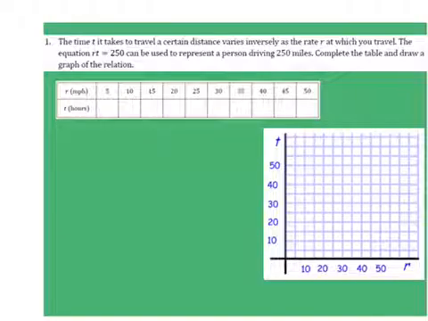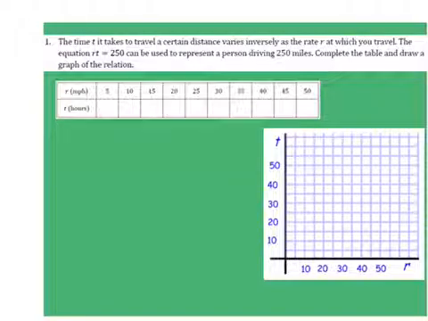So let's look at this first example. The time t it takes to travel a certain distance varies inversely as the rate r at which you travel. The equation r times t equals 250 can be used to represent a person driving 250 miles. Complete the table and draw a graph of the relation.